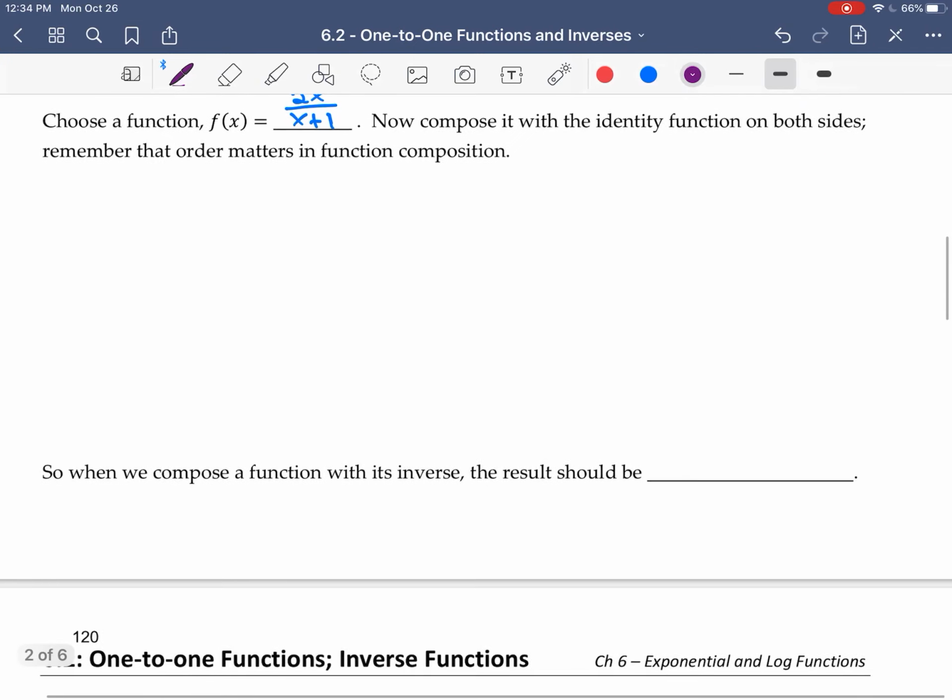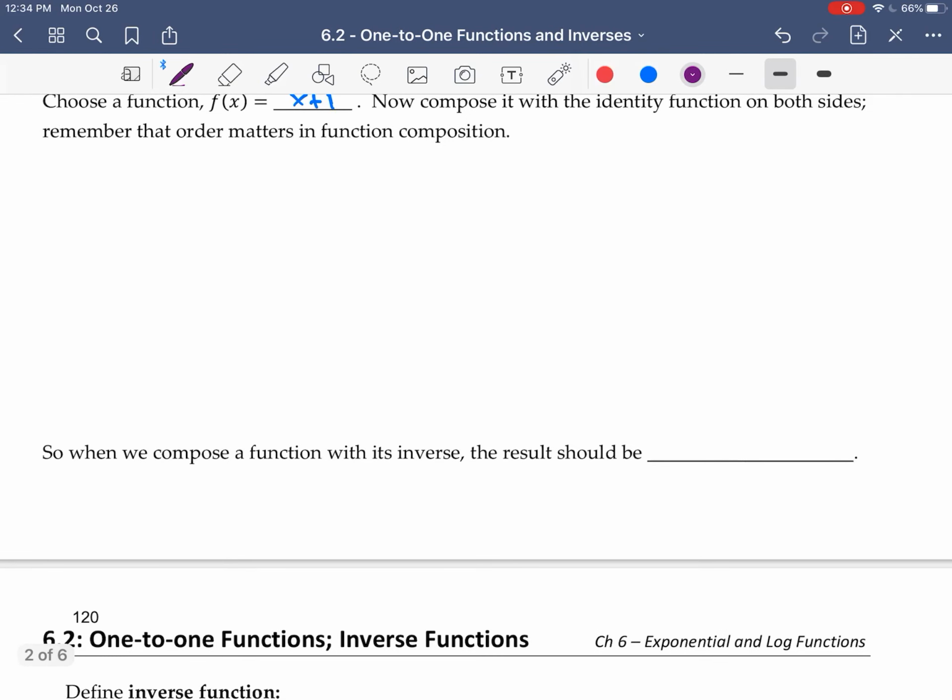So then, when we compose a function with its inverse, we haven't really talked about that, but the result is going to be x. So basically, the inverse undoes whatever the function does. When we put them together, f is going to do something, and then we compose it with the inverse, and the inverse is going to undo all those things. Okay, so that's the idea.